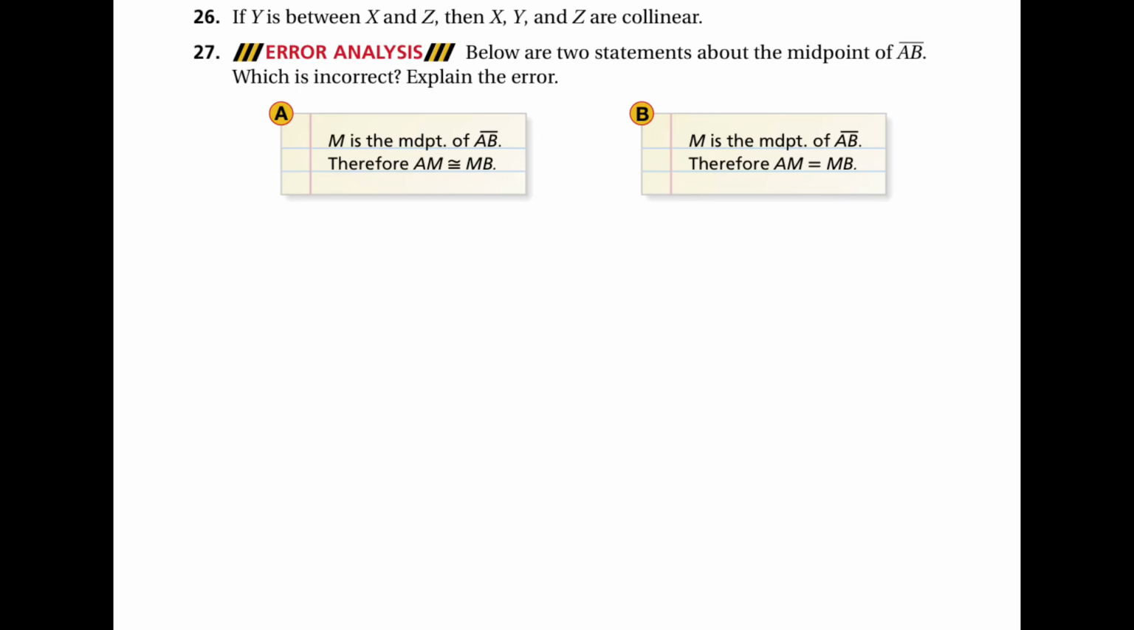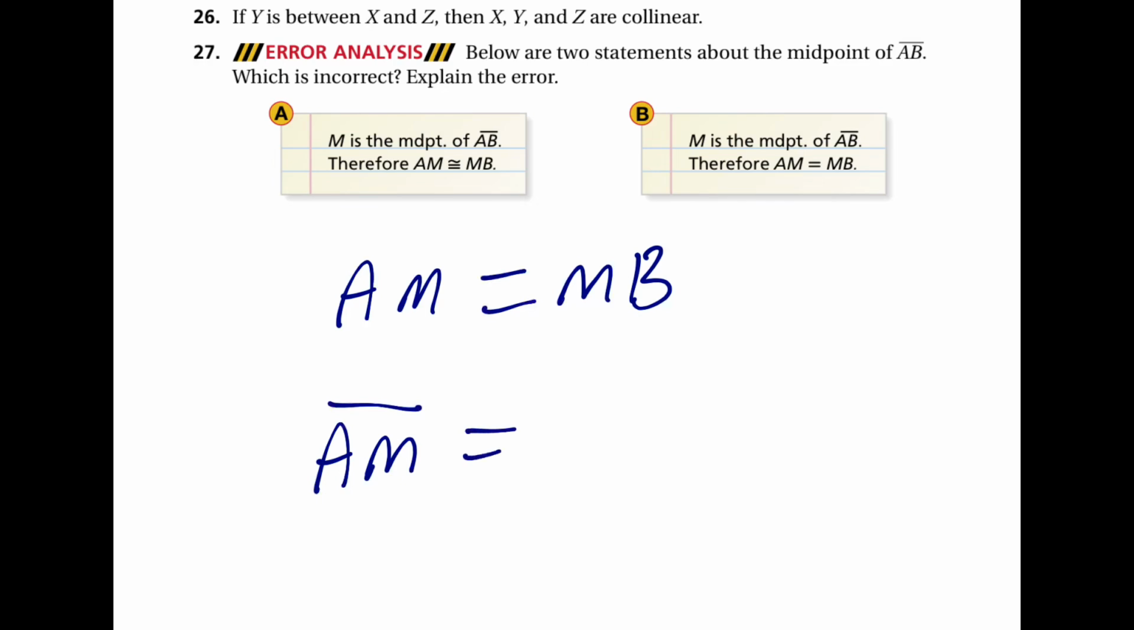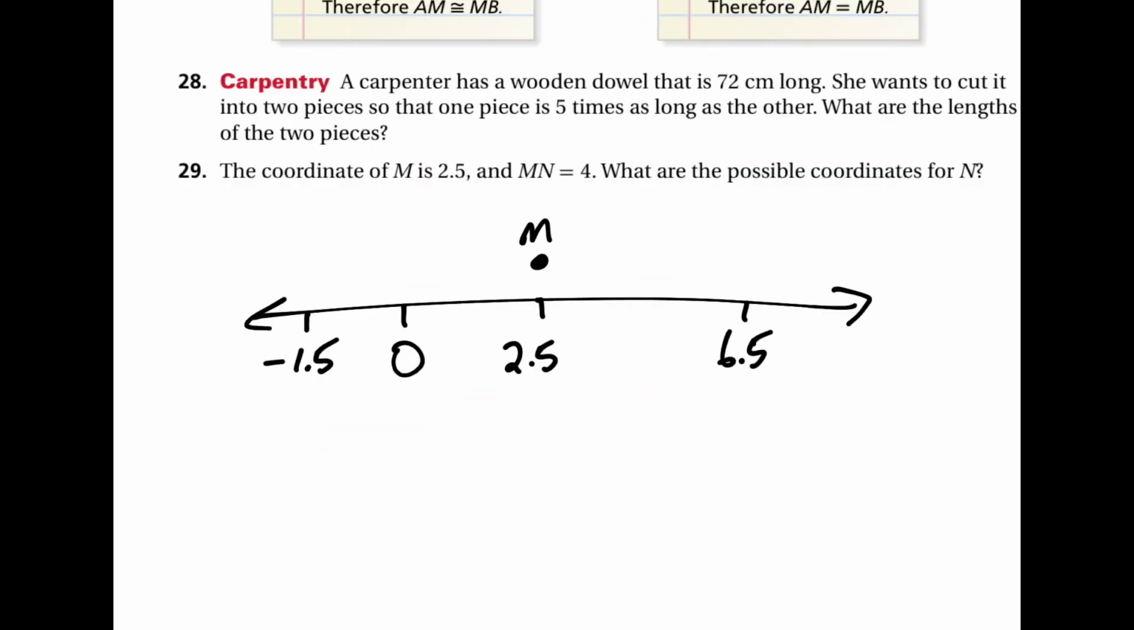For 27, remember that lengths are equivalent. Length AM is equal to length MB, and that segments are congruent. So segment AM is congruent to segment MB. Letter A is wrong because we're missing the bars on top of those letters to indicate we're referring to segments instead of lengths.